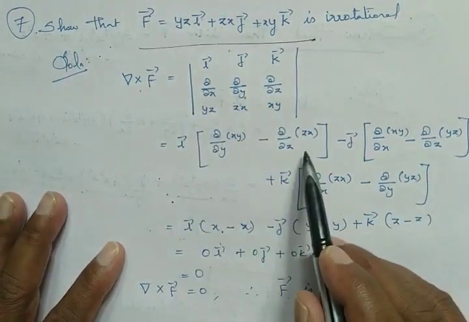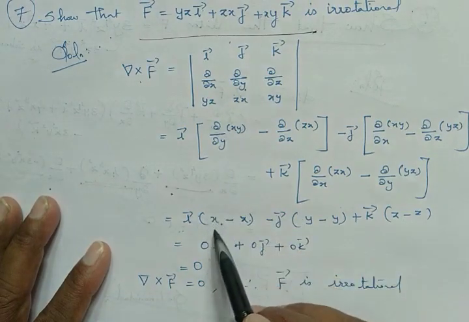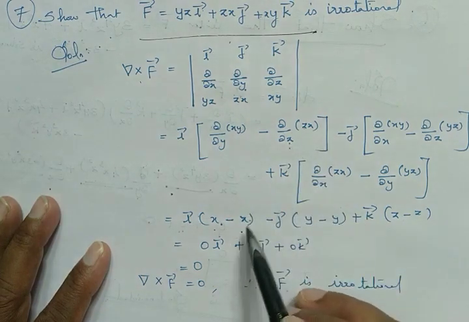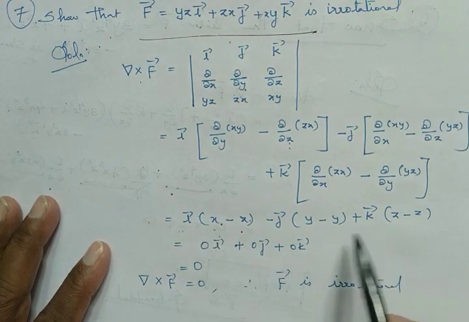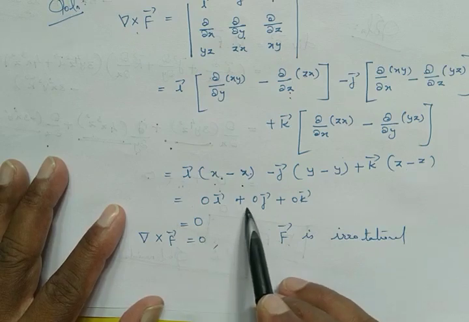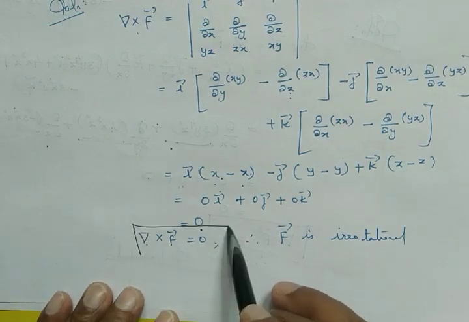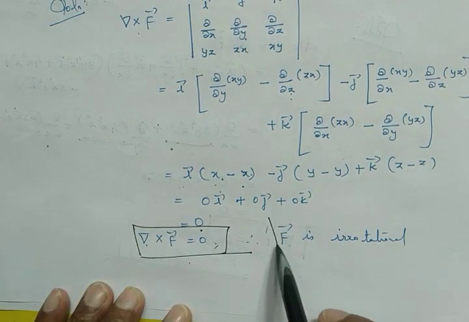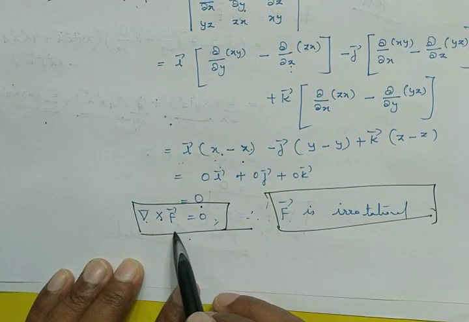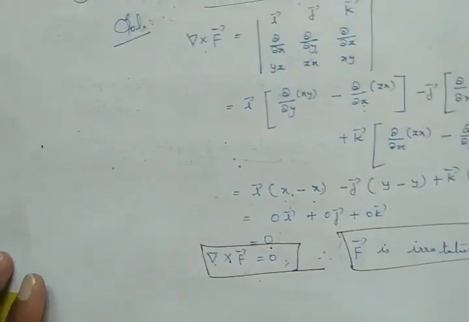Then expand the determinant, and differentiate the parts with respect to y. If you differentiate with respect to y, you get only x. Here dou by dou z of zx: z becomes 1 and the remaining x stays. Similarly, in the second and third parts you get the same. So x minus x becomes 0, y minus y becomes 0, z minus z becomes 0. So 0i plus 0j plus 0k, the addition of all becomes 0. Therefore del cross f vector equals 0, and you can say the vector is irrotational. Del cross f means the vector is irrotational; del dot f means the vector is solenoidal. Do remember these two cases.